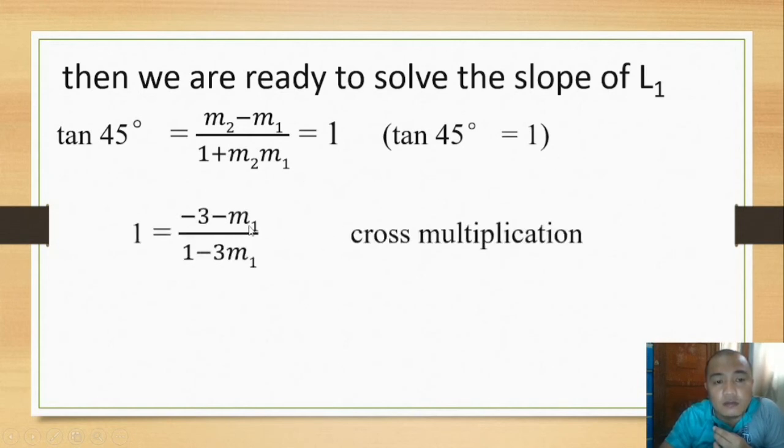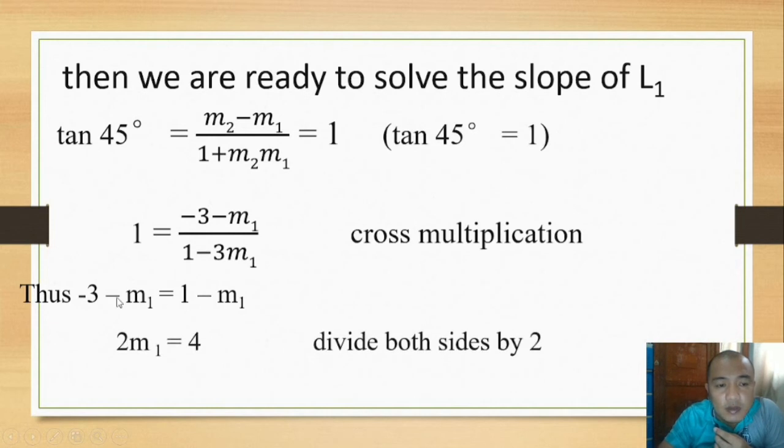Okay, yun. And then, we've already solved the slope of line 2, which is negative 3. So from here, we can now solve for the slope of line 1. Okay, cross multiplication. 1 minus 3 m sub 1 times 1 is yun. Negative 3 minus m sub 1 equals 1 minus m sub 1. Then, collect similar terms. Negative m sub 1 plus m sub 1. Teka, hindi yata. M sub 1. Wait.